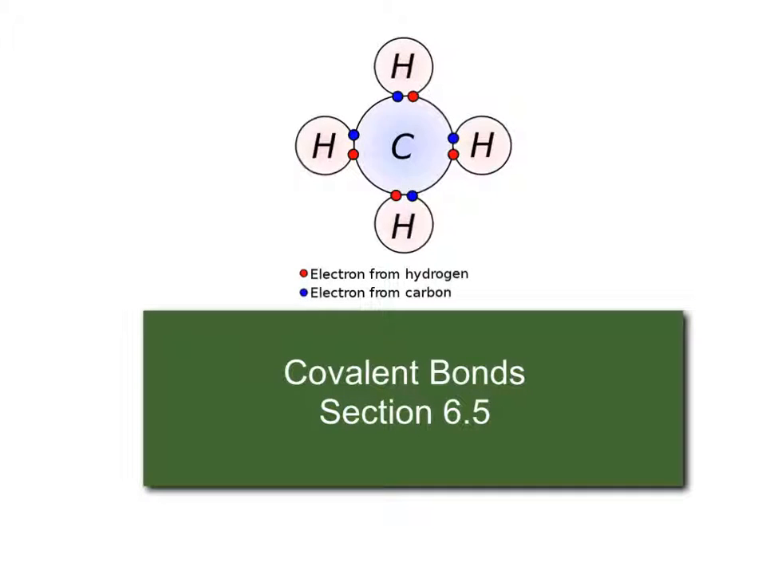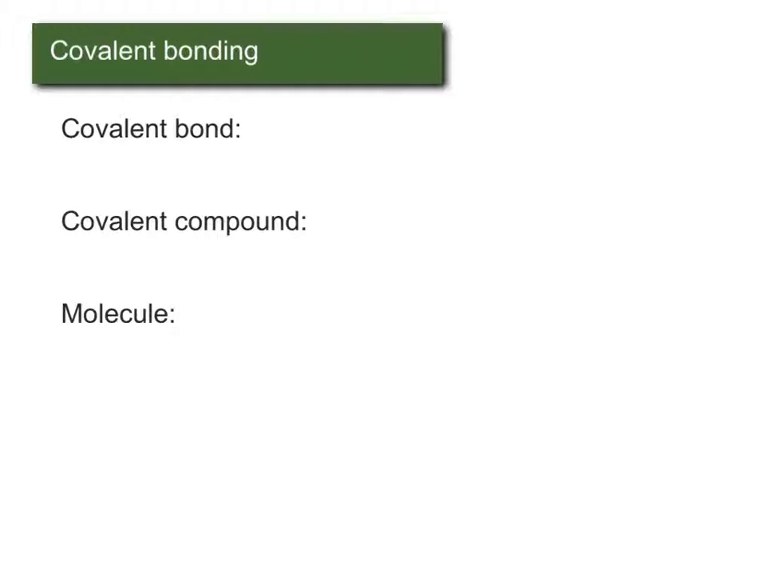Today we're just going to do a brief review of covalent bonds. And covalent bonds we've talked about a little bit in class, but we've also done ionic and metallic, and so now we're just going to finish up with covalent. So a covalent bond is when you have two atoms that share electrons.